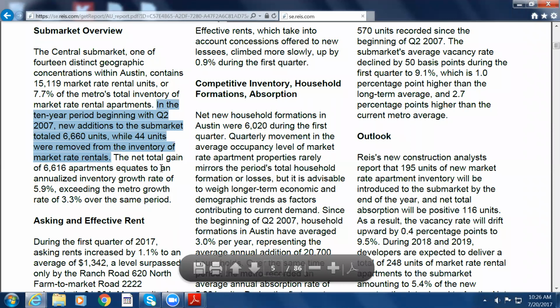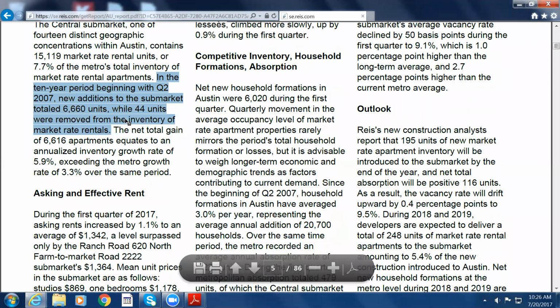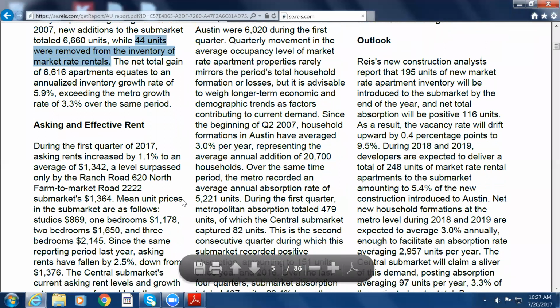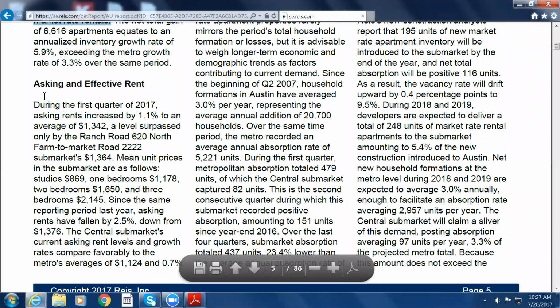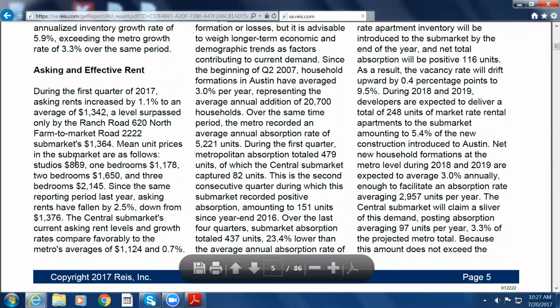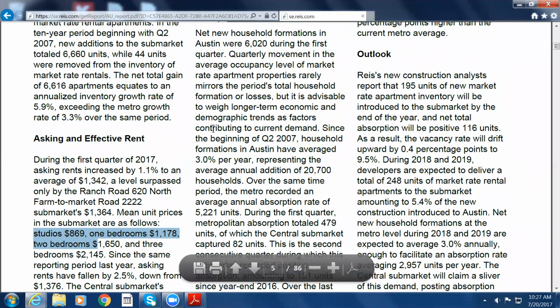So over the last decade, we saw over 6,500 units come online. We even saw some that were converted. The next section here is going to go into the asking and effective rent. So this is to say, we know now what the average asking rent and effective rent looks like, but how does that look if we were to break it down into individual bedrooms? Are landlords offering concessions, and how much is that? So that's your asking and effective rent section, and I'll just jump back up here.